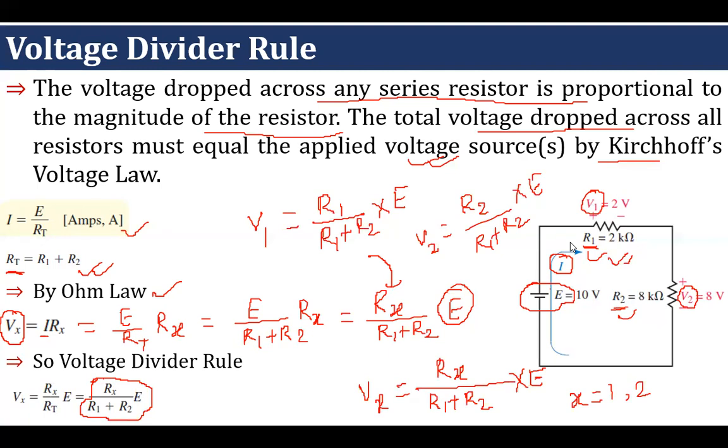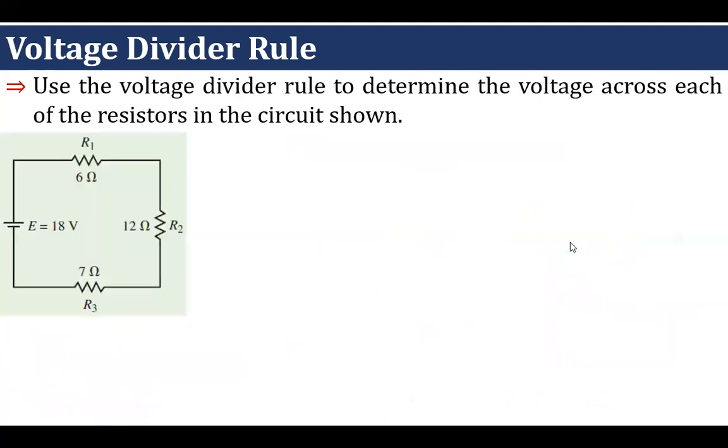If there are n series connected resistors, then the generalized mathematical formula will be Rx upon R1 plus R2 plus up to Rn. Now let's solve this numerical. We have to find the voltage across each resistor by using the voltage divider rule.